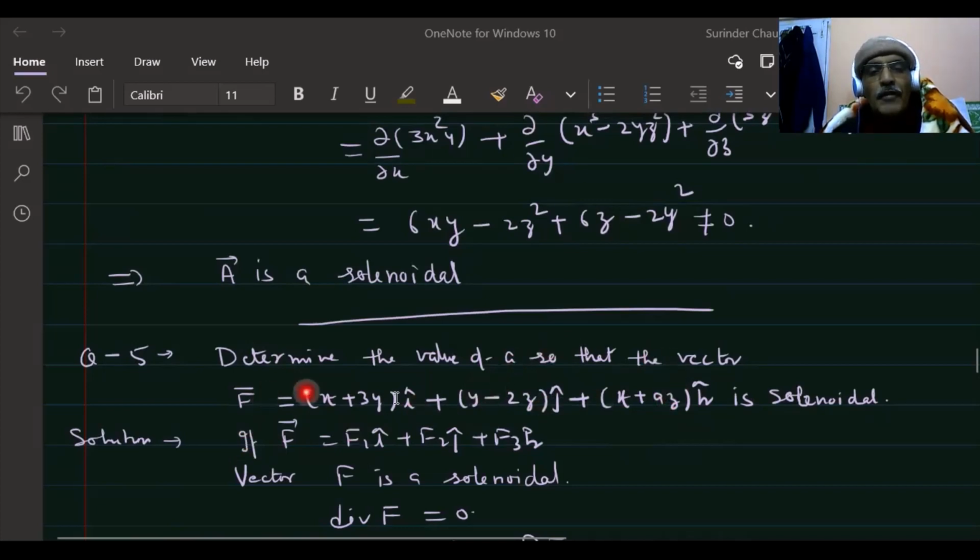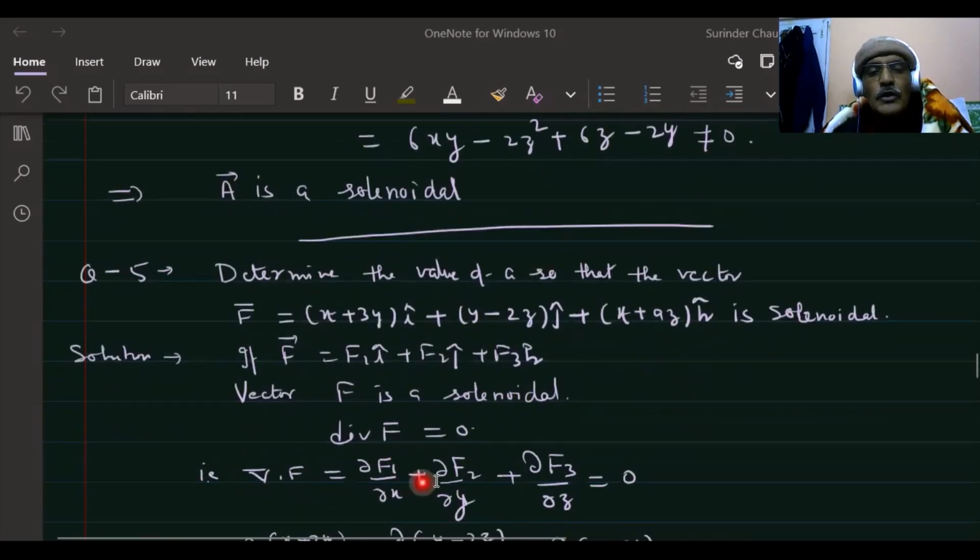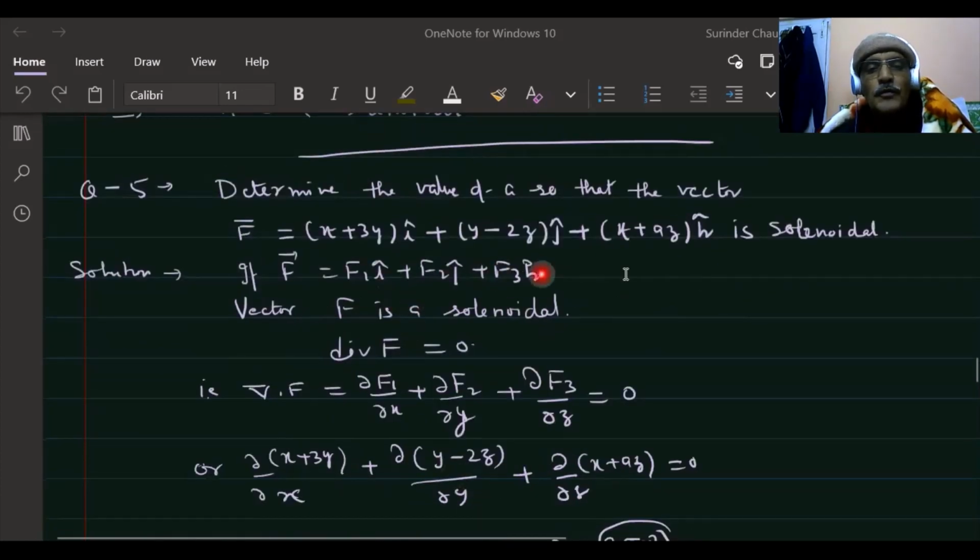So, F is given, with components F1, F2, F3. Since this vector is solenoidal, the divergence of this vector will be 0. The divergence of F is the partial derivative of the x component with respect to x, plus the partial derivative of the y component with respect to y, plus the partial derivative of the z component with respect to z. Now substitute F1, F2, F3.